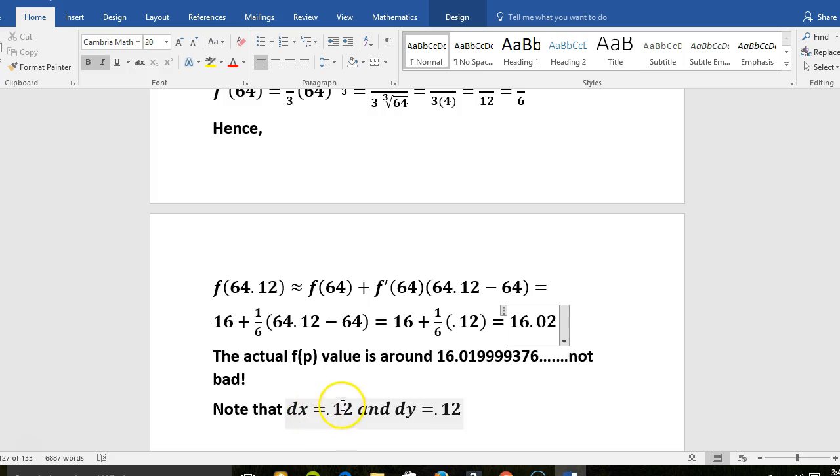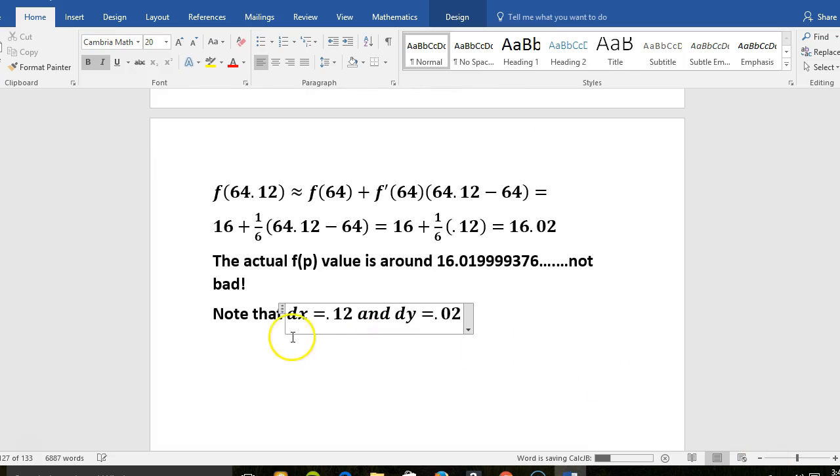Note that dx was 0.12. That's just your p minus c. And note that dy, that's the 0.02. Oops, did I mess it up? I sure did. So dy is your 0.02. And indeed, that's really nice. We're close. So your dy is this one, that's the 1/6 times 0.12, that's the 0.02. I'm sorry about that mistake. I'll correct that. I don't want to throw you off guard.